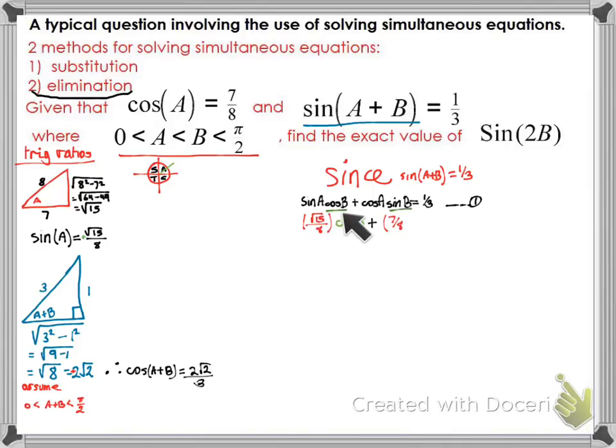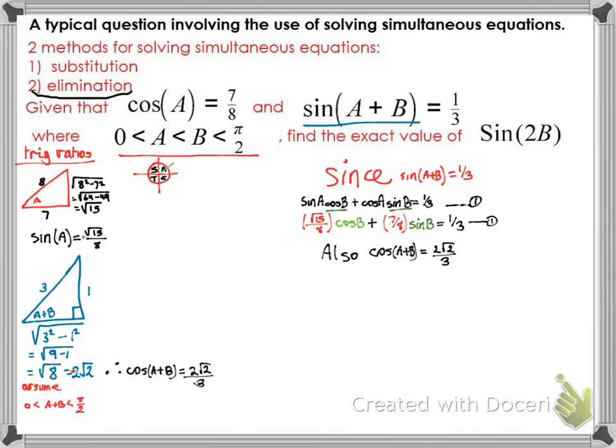I've underlined in green cos B and sine B. We don't know anything about those. They are still unknown. But let's substitute into sine of A the value which we got here. There it is. Sine of A is root 15 on 8. And we know something about cos of A, well, that's given to us in the question, 7 on 8. Let's substitute that in. And here's our first equation. This equation has two unknowns, cos of B and sine of B.